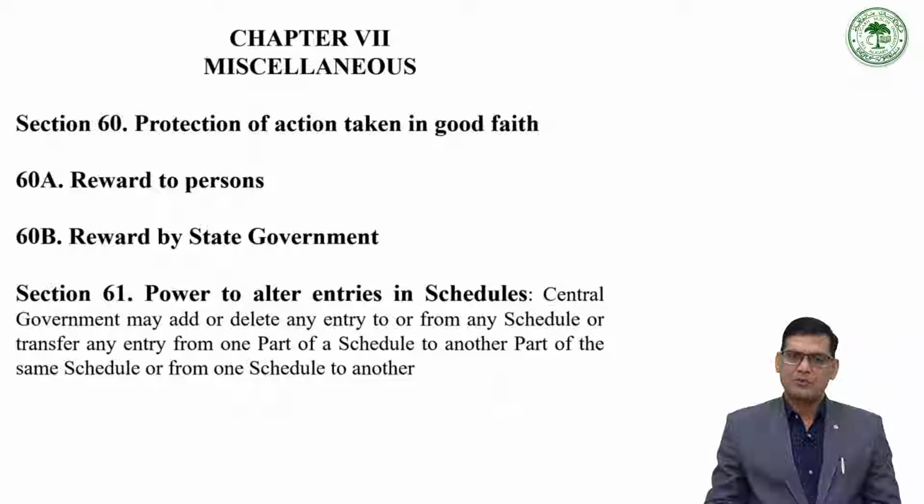Section 61 of this chapter deals with the power to alter entries in schedules and states that the central government may add or delete any entry to or from any schedule, or transfer any entry from one part of a schedule to another part of the same schedule or from one schedule to another.